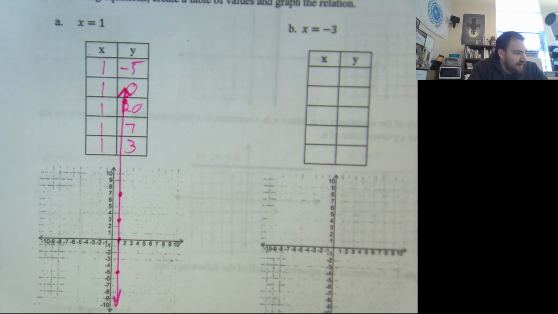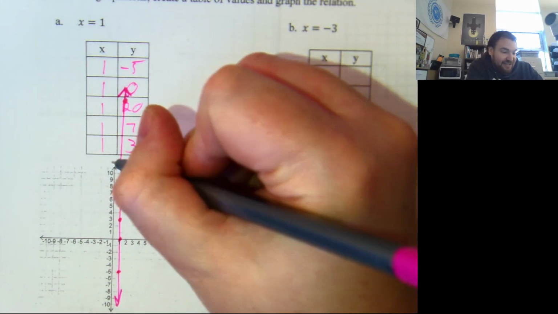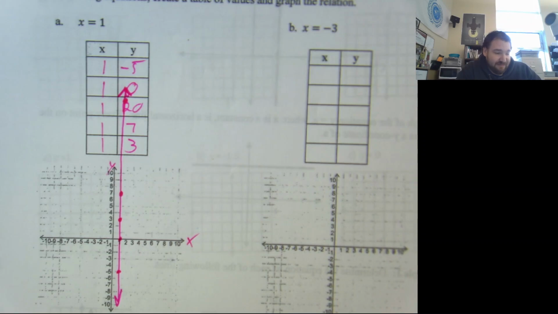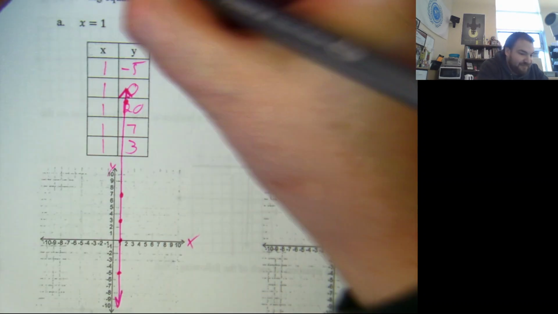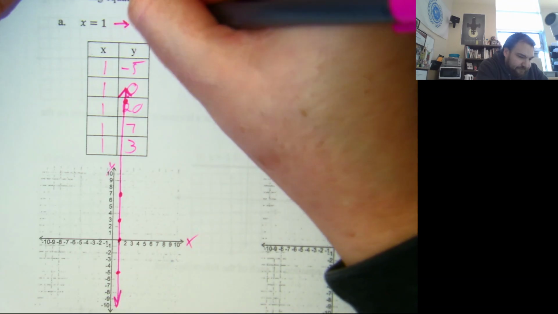So x is 1 is what kind of line? Sorry? The x-axis is this one here. The y-axis is just beside it. But it's parallel to the y-axis, right? So it's parallel to the y-axis, up and down. You're looking for the other word, Acom. Vertical. X equals 1 is going to be a vertical line.